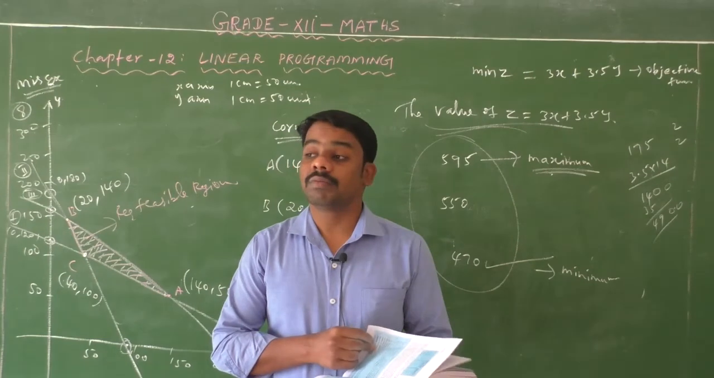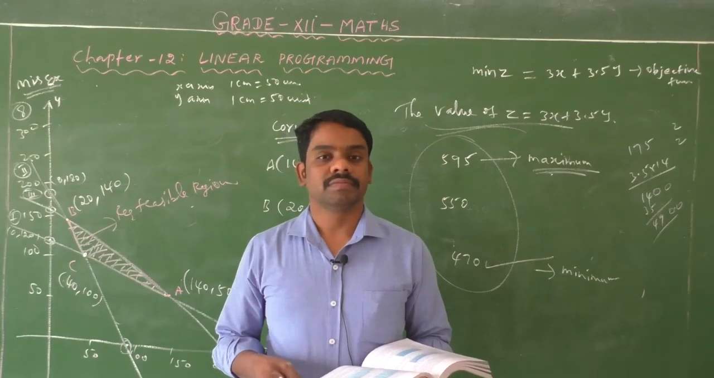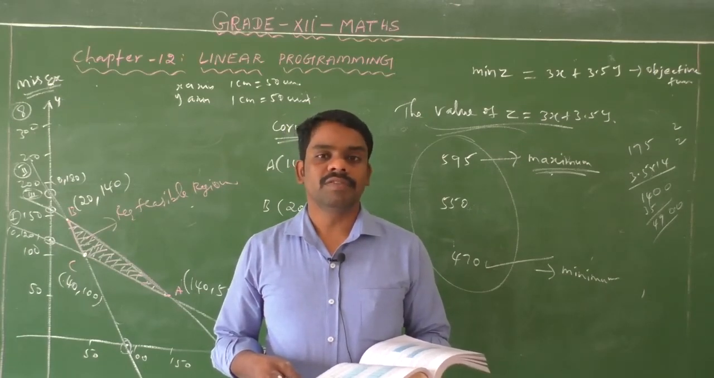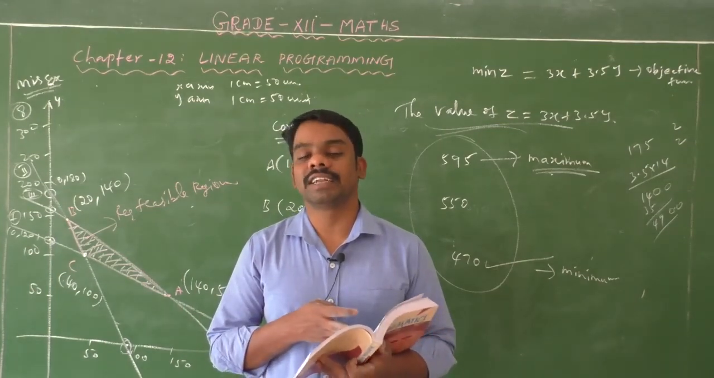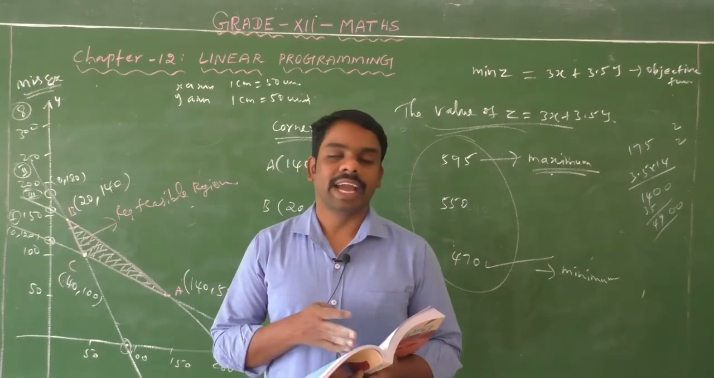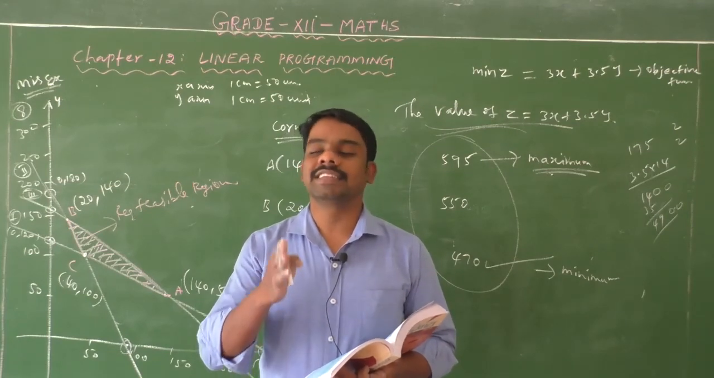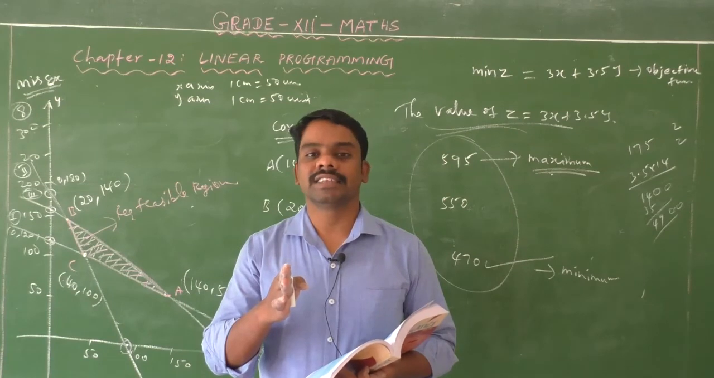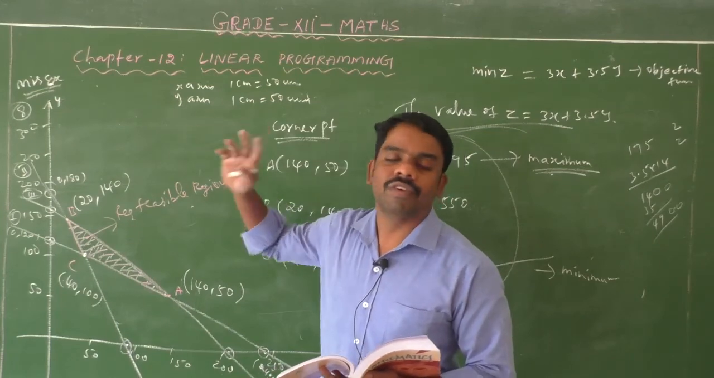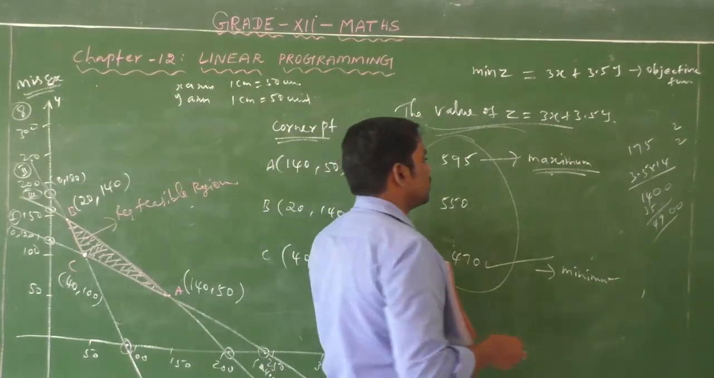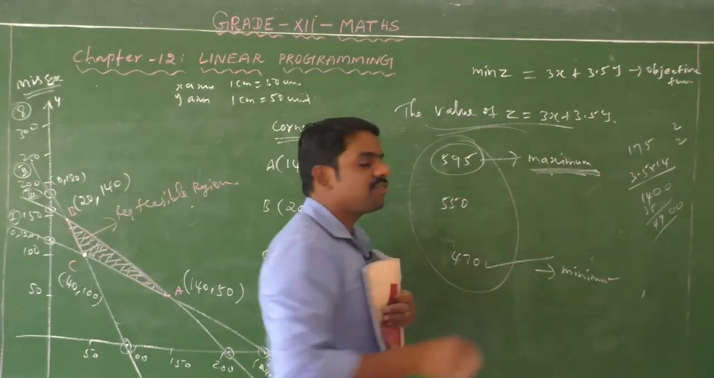Listen students, in question number 8, we need the minimum amount of nitrogen added to the garden. Next, question number 9 has the maximum amount of nitrogen added to the garden. So 8 and 9 are the same question, but 8 asks for the minimum amount and 9 asks for the maximum amount. We apply the same method, but in the last step we take the maximum amount of nitrogen, which is 595.